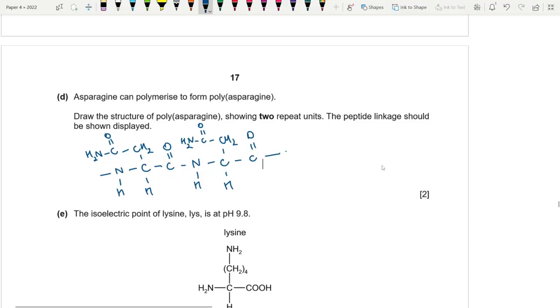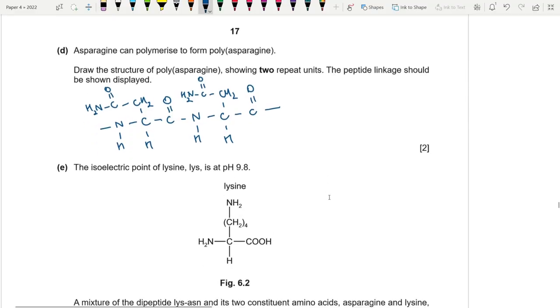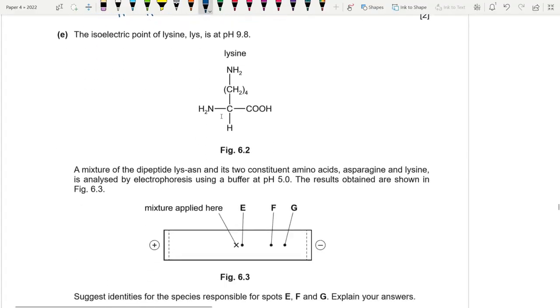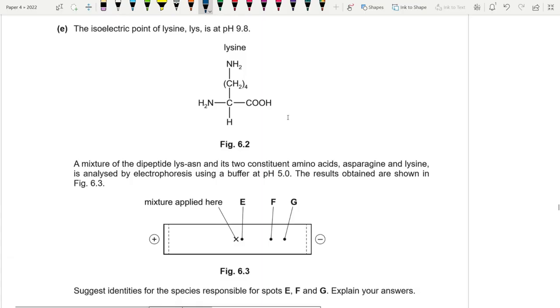And if they wanted a dipeptide, you would just do this, by the way. But they wanted a polymer with 2 repetitions. That's why we have to keep it open-ended. Yeah. The isoelectric point of lysine is 9.8. Okay, great. So at the isoelectric point, it's basically like COO minus and NH3 plus.